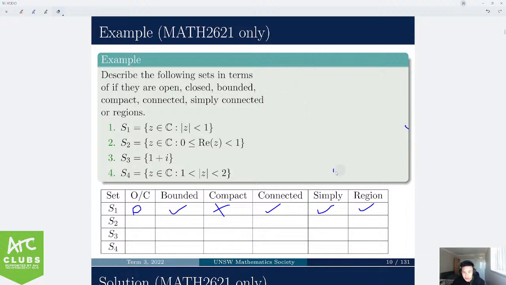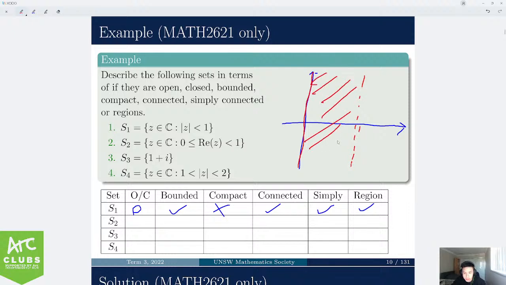Let's have a look at the second case. Set 2 is the z in the complex numbers such that the real part of z is between 0 and 1. So let's have a look at that. We have a greater than or equal to at the 0 point, and just a strictly less than at the point 1. So that's going to be everything inside here.